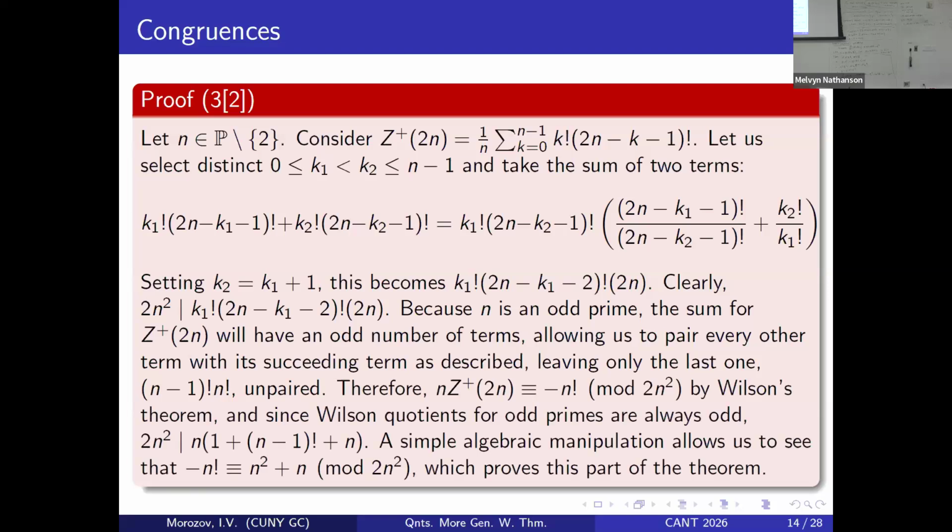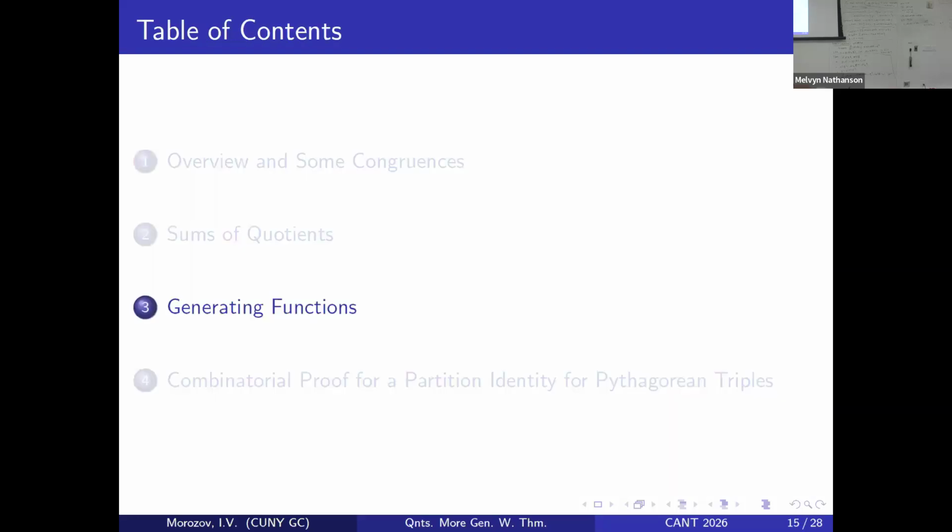So there's a slightly slick use of Wilson's theorem, where we can say that n minus 1 factorial times n factorial is congruent to minus n factorial modulo 2n squared. And Wilson quotients are always odd, so 2n squared will divide this expression here. And by distribution, we'll see that minus n factorial is congruent to n squared plus n modulo 2n, and this shows us what we want.